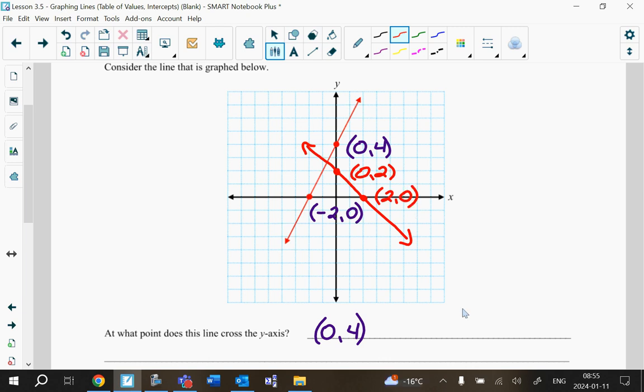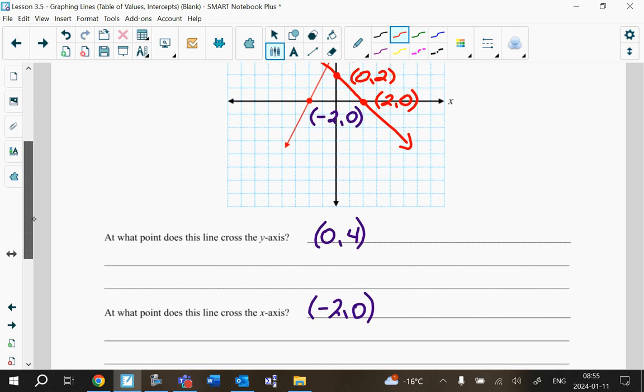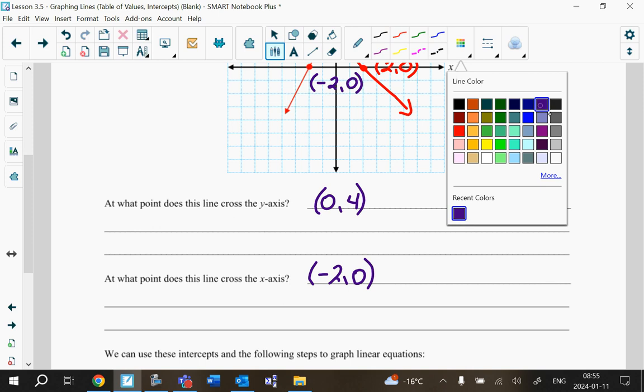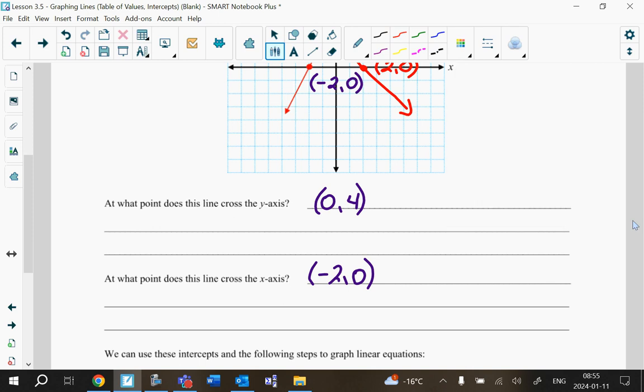Look at the 2 lines. What do you notice about the points where it crosses the y-axis? Yes, the x-coordinate will always be 0. Okay? So where it crosses the y-axis, x is 0. What do you notice about where it crosses the x-axis? Y is 0. Okay? So the point where it crosses the y-axis, 0, 4, okay?